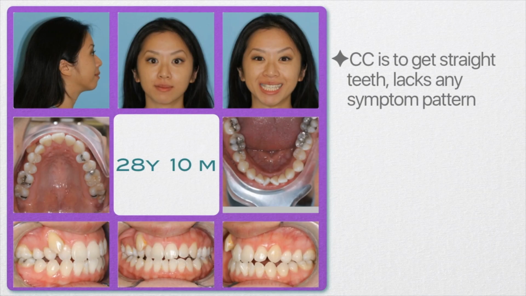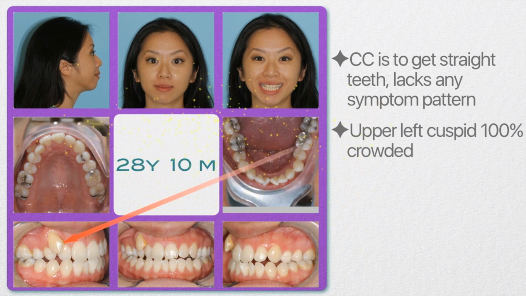Let's now look at an Asian patient. And please look at this patient. All she wants is to get her teeth straightened. She does not have a symptom pattern. And yet, you see that the upper left cuspid is 100% crowded. There's no room. She's 8 millimeters short of space for that tooth to be properly aligned.